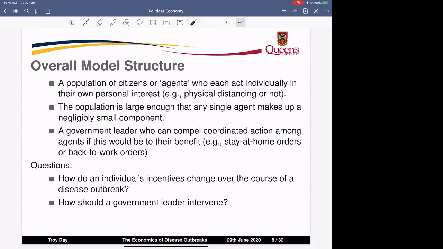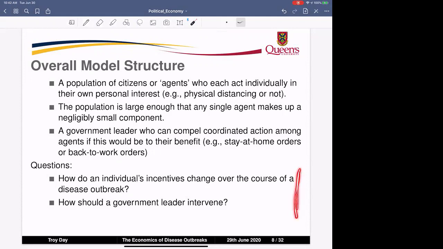The population is assumed to be big enough that any agent's decision isn't going to have any significant effect on the overall epidemiological dynamics. And I'm going to suppose that there's a government leader who can compel the agents to act in a coordinated way, and they would do so if it's in those agents' interests. So that's the incentive of the government leader that I'm going to assume. You can imagine other incentives as well, but that's probably not a bad place to start because making people happy is probably also a good thing to do if you want to get reelected, for example.